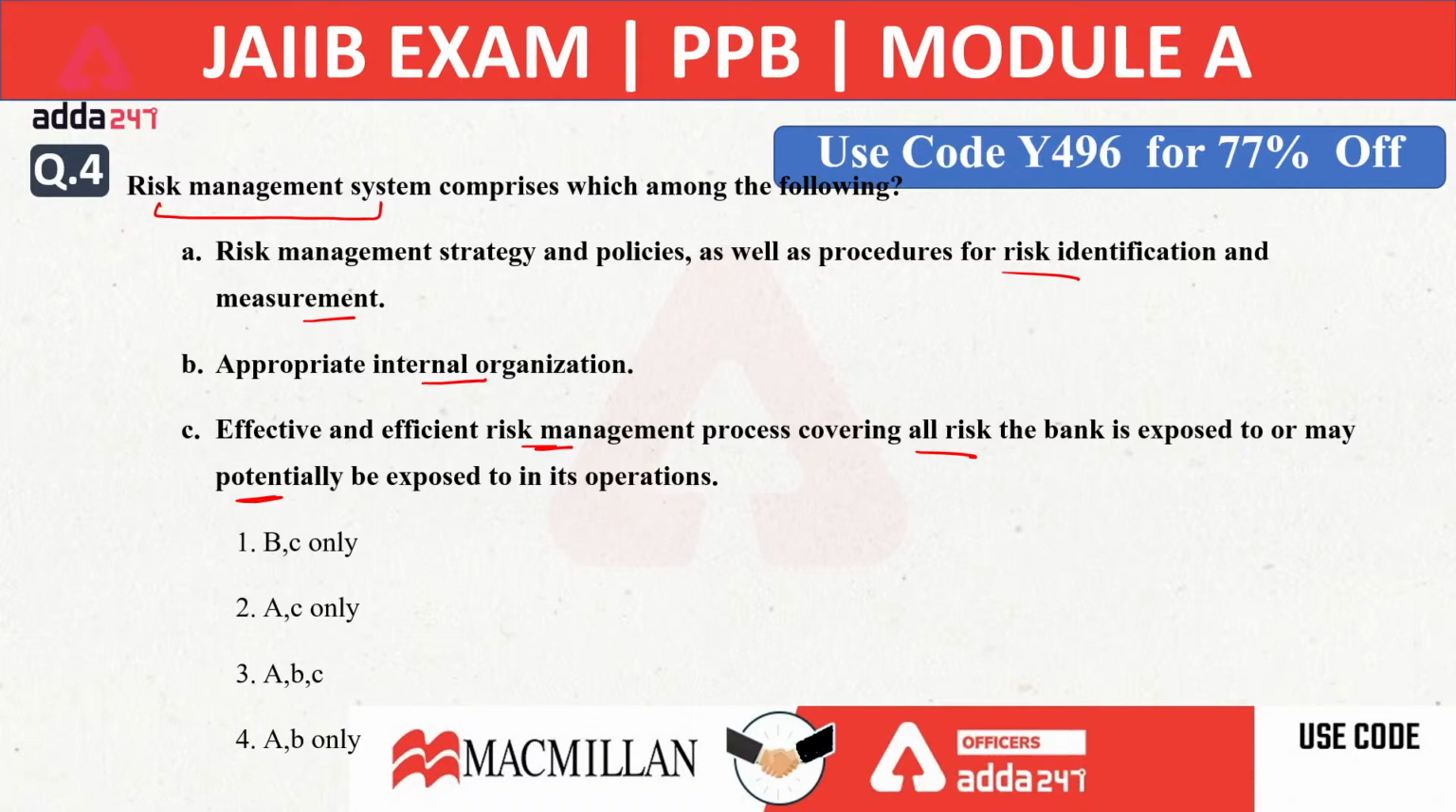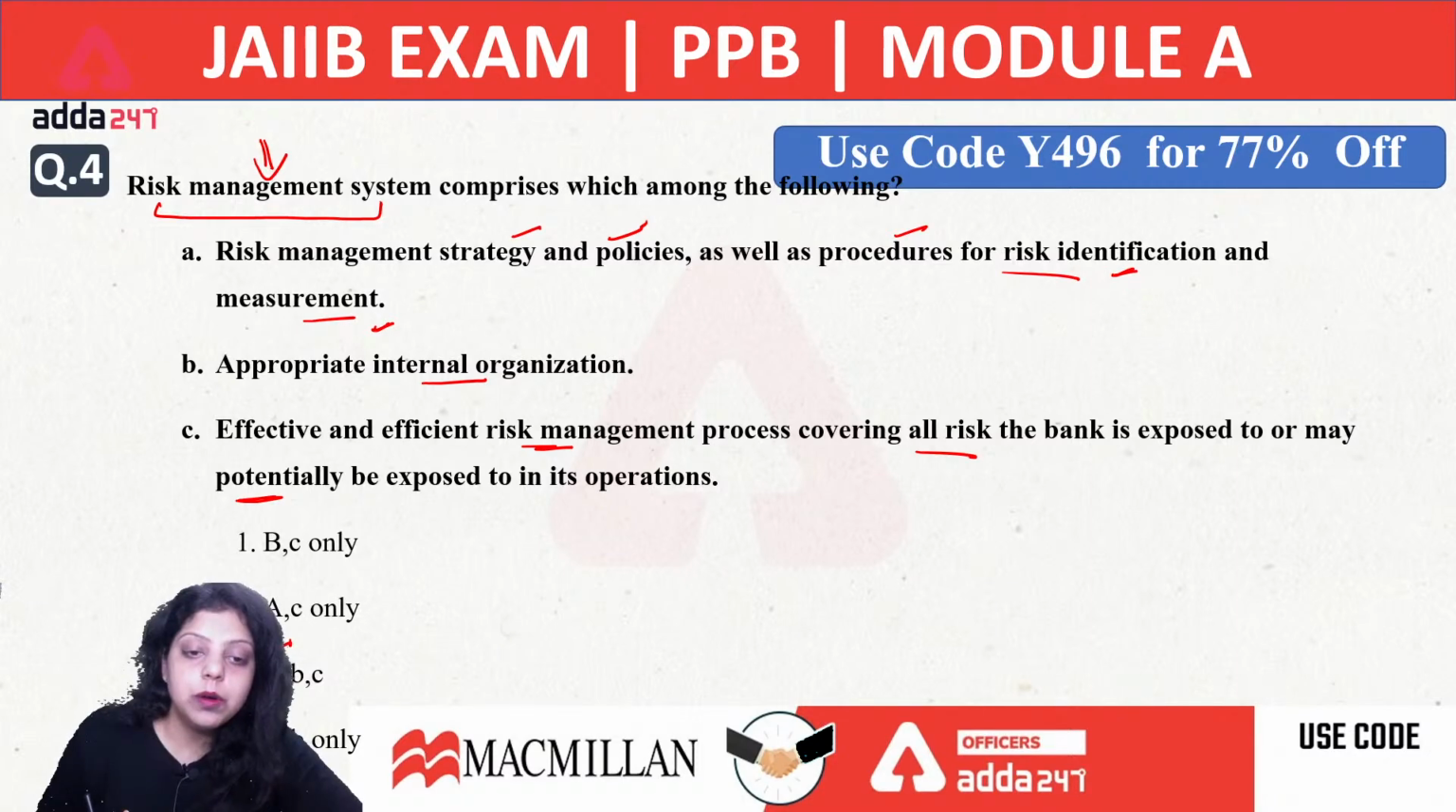That is true. A, B, C, all are correct. We are talking about the risk management system. What risk management system will comprise? It will comprise a certain strategy or policies as well as the procedure which will help to identify the risk and to measure the risk. Right answer will be your C.